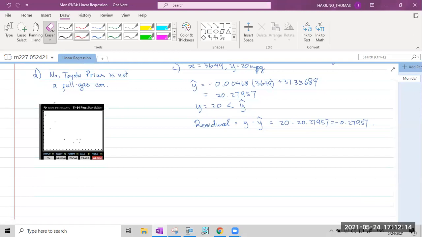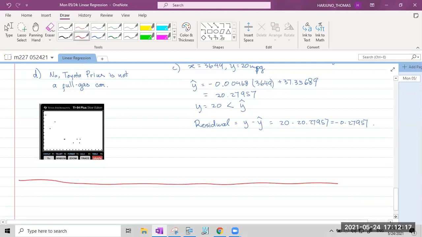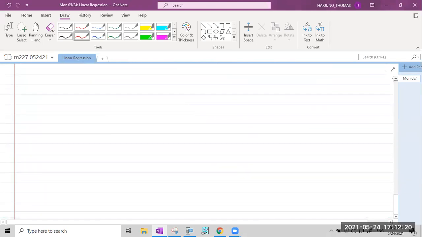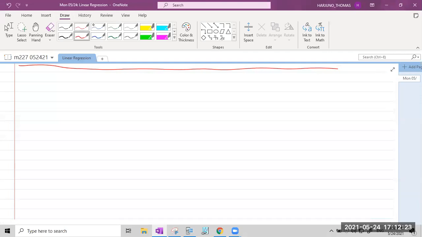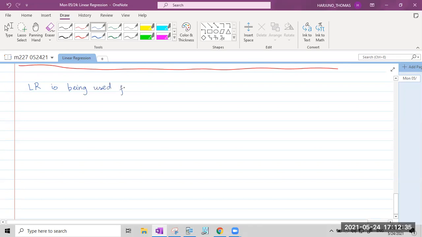Now, furthermore, some technical explanation. Here's what may happen. I want you to know that linear regression is being used for climate change. Now, in my opinion, it's not supposed to be. Why? Because climate is actually periodical.